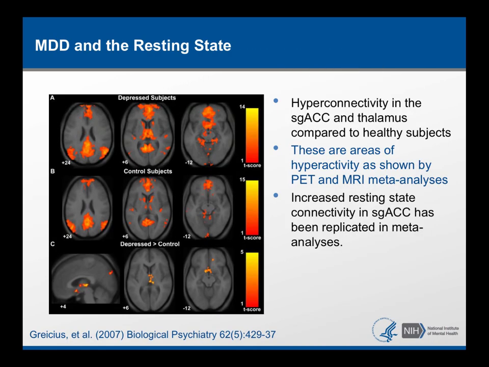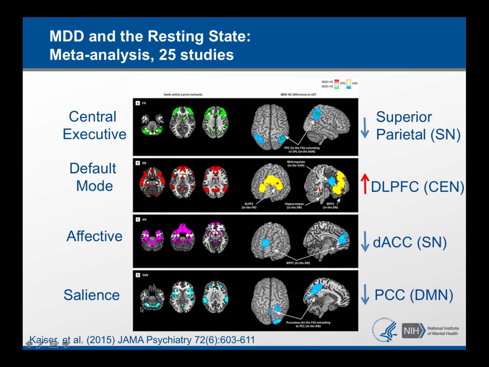And indeed, in 2007, this was the first resting state study in depressed subjects, looking at the default mode network between depressed and control subjects. They found hyperconnectivity within the subgenual anterior cingulate and the thalamus compared to healthy subjects. And these are also regions that are hyperactive on PET scans. Particularly, this finding of increased resting state connectivity in the subgenual anterior cingulate has been replicated in multiple meta-analyses.